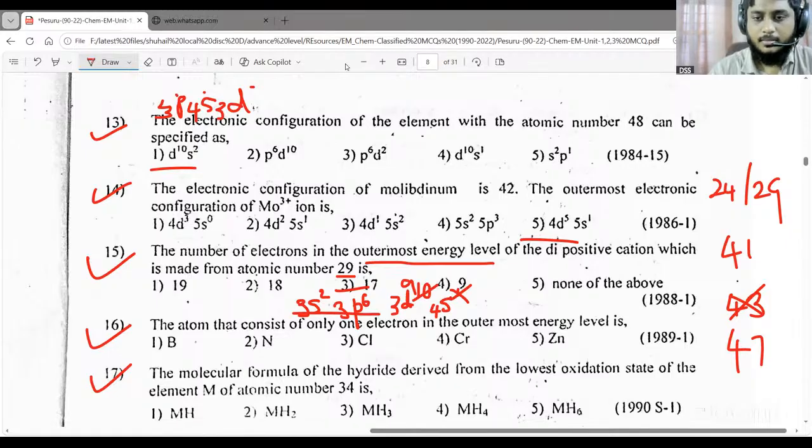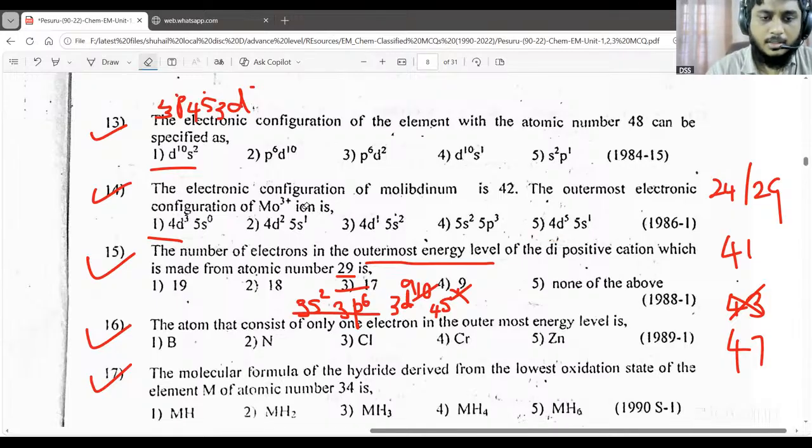Question 15, they ask molybdenum 3 plus. This is molybdenum, 4d5 5s1. 3 plus means they will lose 3 electrons. So when they lose 3 electrons, it is going to be 4d3, with no 5s. The answer should be the first one. Very good. They asked the molybdenum 3 plus ion.